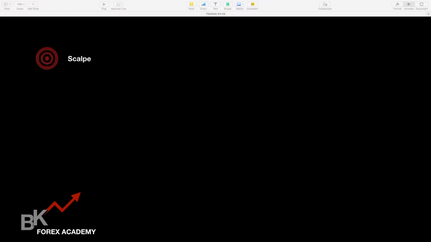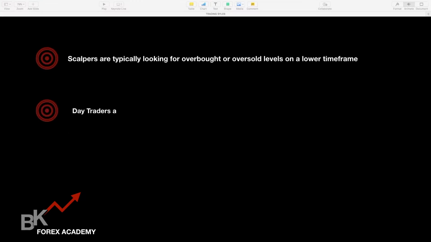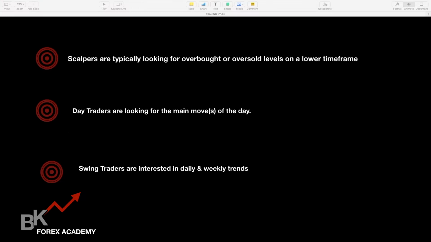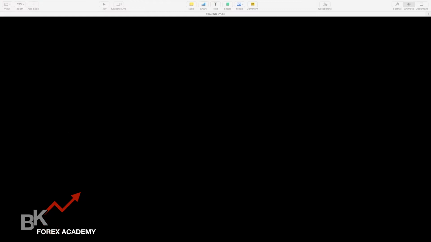So let's look a little bit deeper here at the scalpers. Scalpers are typically looking for overbought and oversold levels on a lower time frame. And we'll go into those specific time frames in just a moment. Day traders are looking for the main moves of the day. Swing traders are interested in daily and weekly trends, and position traders are interested in long-term gains.